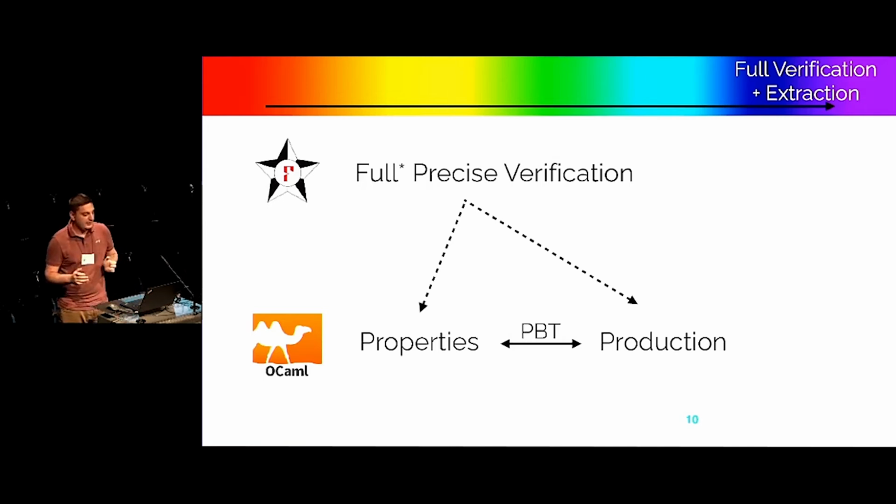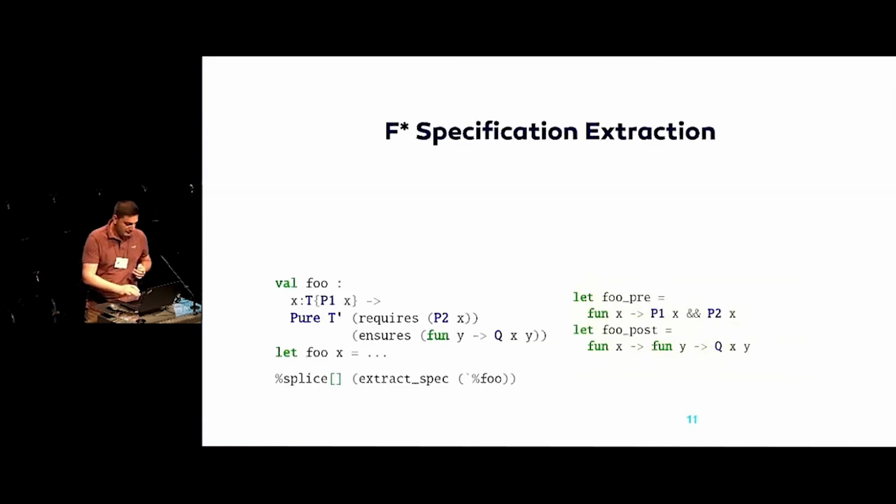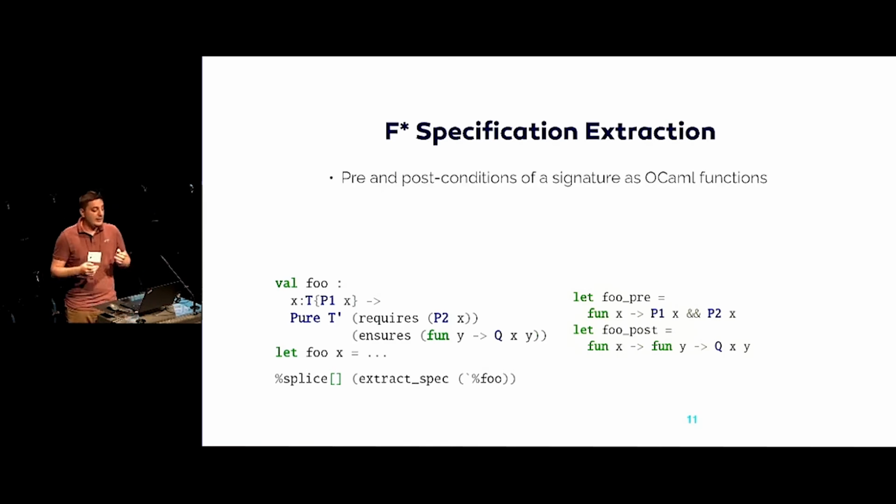So, up until here, I've been talking about how we want to test the specification properties, and we want them to be automatically extracted from the specification itself. However, normally when you extract code from a dependently typed language like F star, the properties embedded in the types are erased. So how do we get them? Well, for this, we introduced a very lightweight specification extraction tool that will allow us to extract the pre and post conditions of an F star type signature as OCaml Boolean functions to use in testing.